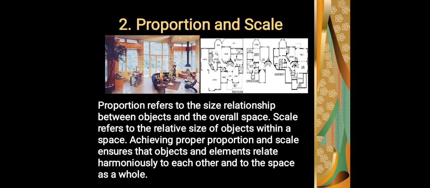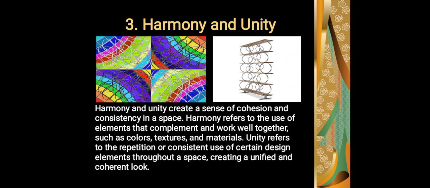So the left picture is the proportion, and the right picture is the scale. So proportion is the size between the objects and the overall space, while the scale is the relative size of the object within the space. So number three, harmony and unity.